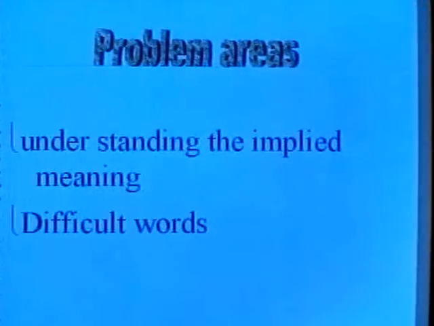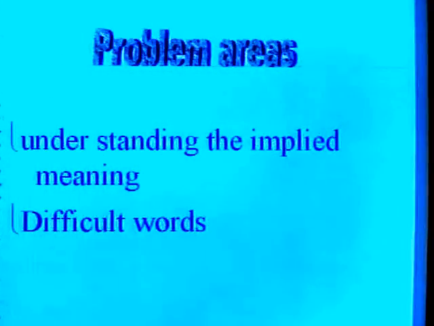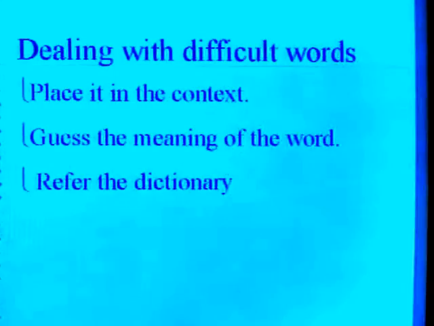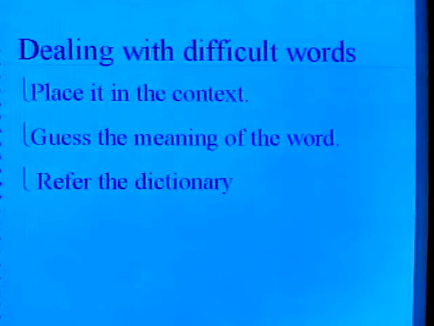We shall now sum up the techniques or the devices that we have discussed in this session. The problem areas that we have identified in understanding a particular passage is understanding the implied meaning and understanding difficult words. The second point that we have discussed is dealing with difficult words. When we deal with the difficult words, we have to place them in the context, guess the meaning of the word, and if we cannot identify the meaning either from the context or from guessing, we can refer the dictionary.